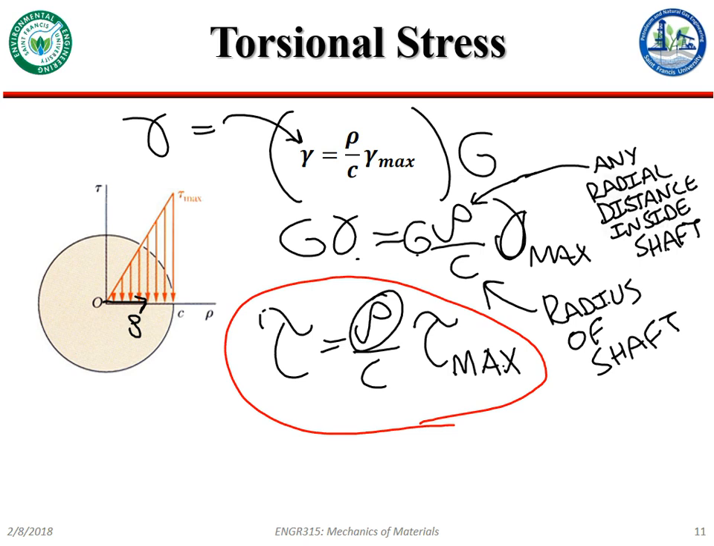local shear stress is going to vary linearly in proportion to my maximum shear stress. So at the center of the shaft, where rho equals 0, I have no shear stress, and as I go out towards the surface, I'll gradually build up to the maximum value of shear stress. So that gives us our distribution.